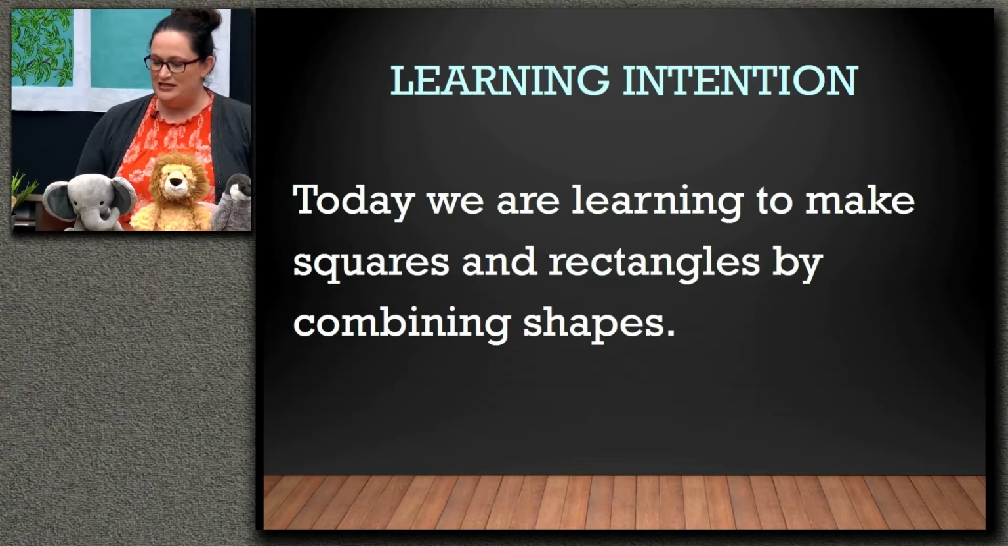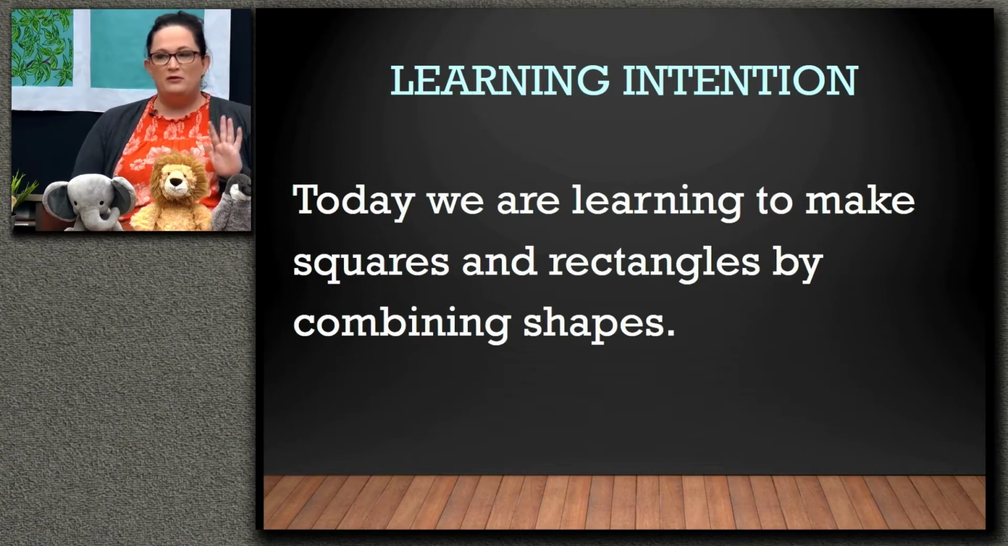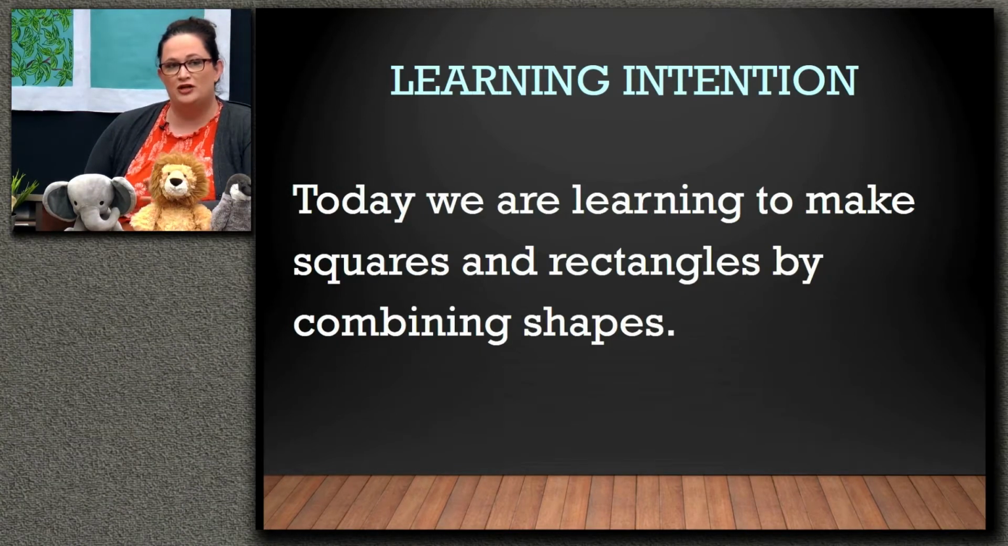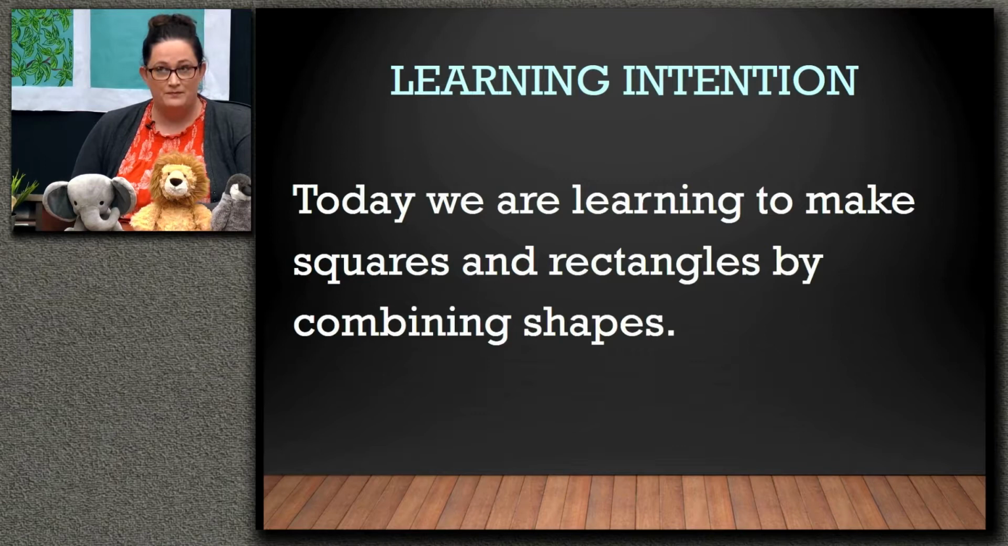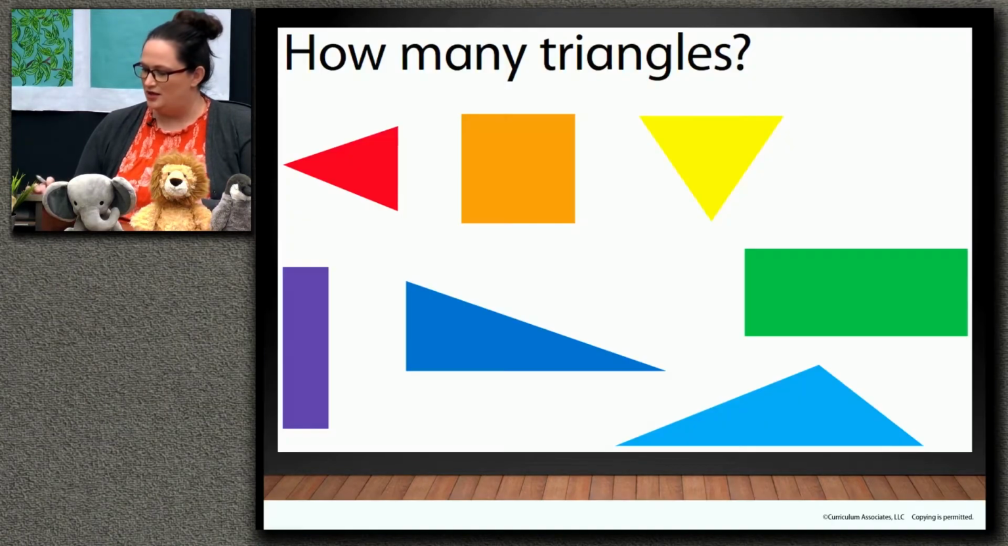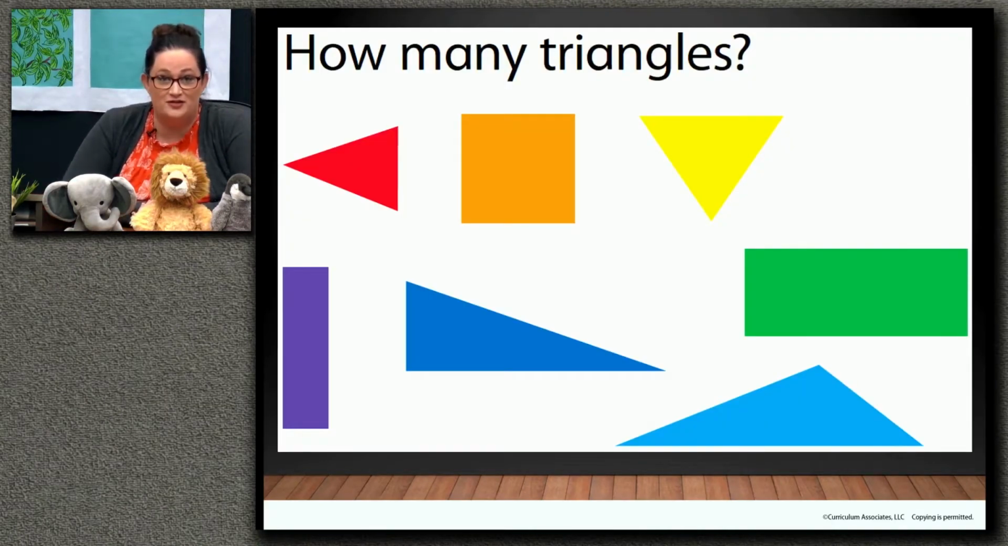Now today we're learning to make squares and rectangles by combining shapes. And we're going to do that in a minute. But before we begin, I want you to take a look at a picture and tell me how many triangles you see. Now, what is a triangle, Mabel? It's a closed shape, it's a figure. It has 3 straight sides, and the sides meet at 3 corners. Okay, so that's what we're looking for. We're looking for shapes or figures that have 3 straight sides that meet at 3 corners. Let's look. How many triangles do you see?